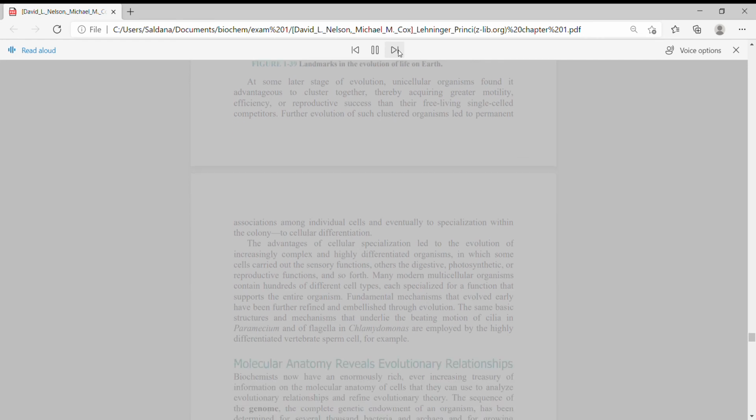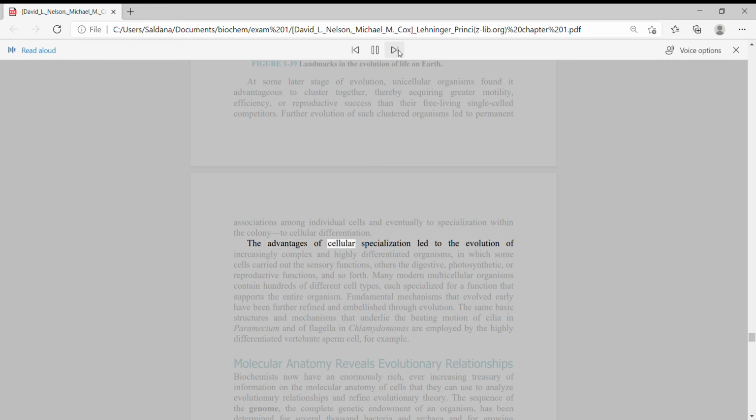Figure 1. At some later stage of evolution, unicellular organisms found it advantageous to cluster together, thereby acquiring greater motility, efficiency, or reproductive success than their free-living single-celled competitors. Further evolution of such clustered organisms led to permanent associations among individual cells, and eventually to specialization within the colony, to cellular differentiation.